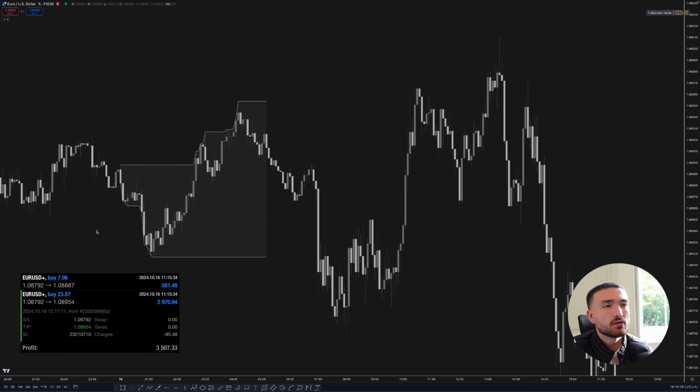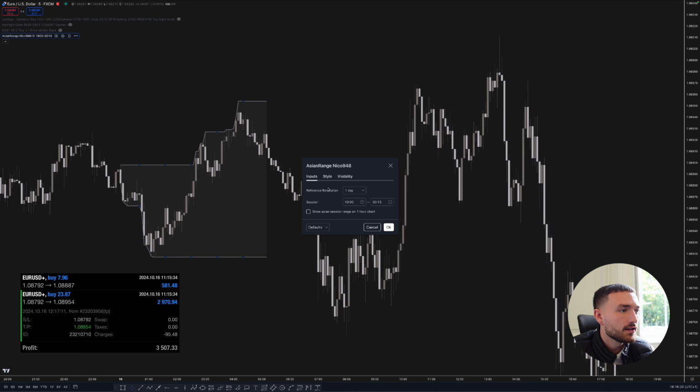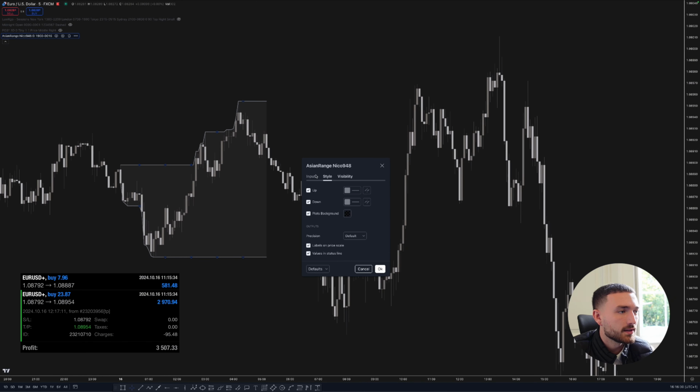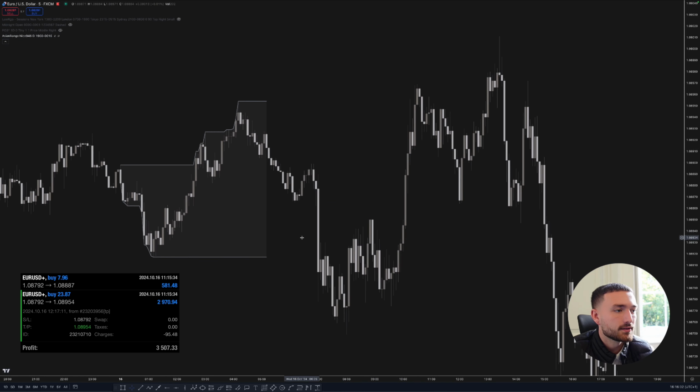Okay, so I wake up, I get about my day, and as soon as I wake up, I look at this chart and I try to utilize the Asia range. As you can see here, this color shaded in gray is the Asia range session. If I come to the top left, to Asia range, and go to the settings, you can see these are my settings. So inputs, 1 day, 9:015, style, visibility. You can basically copy exactly what I have here for my settings.